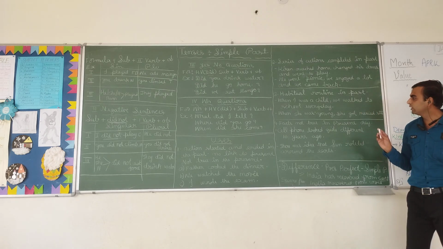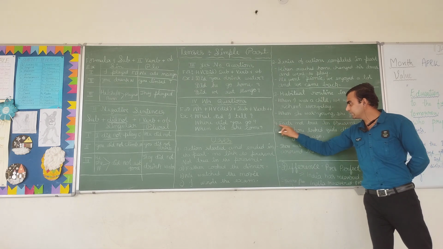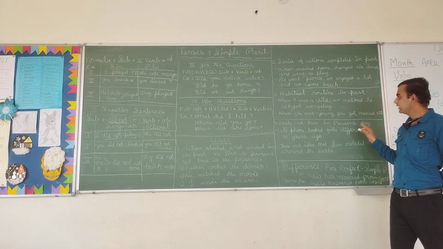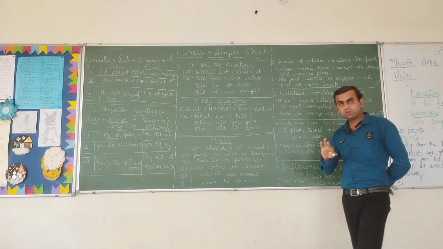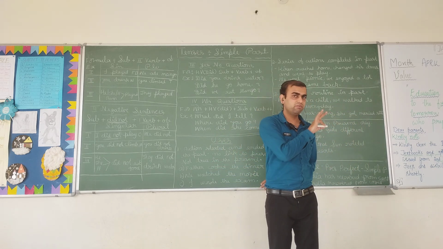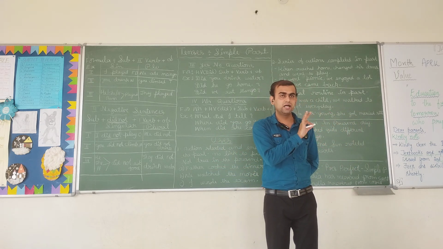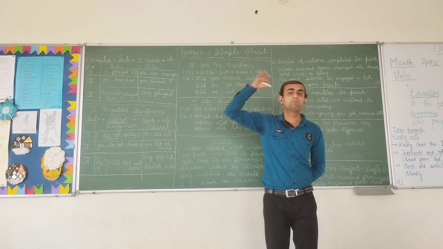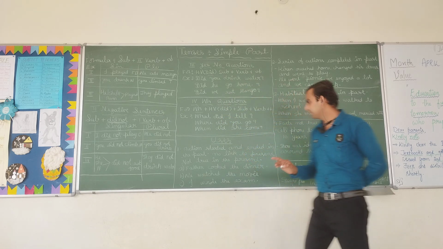Then the fourth use is facts which are not true in the present day, facts which are not there in the present. For that we use the simple past tense. Once again I repeat, the fact which was true in the past but not true in the present.